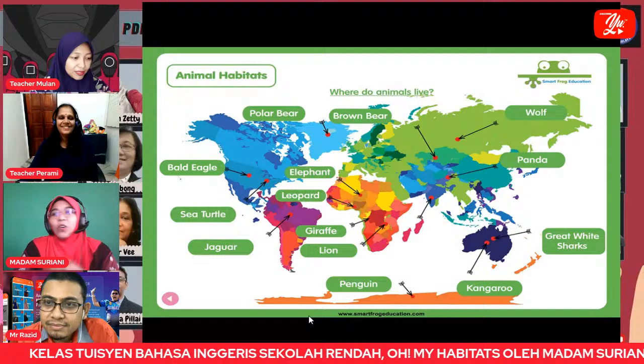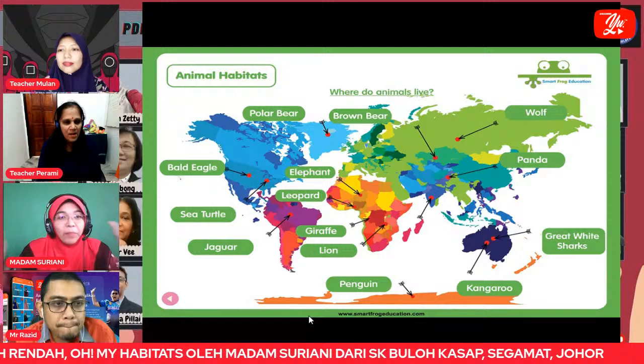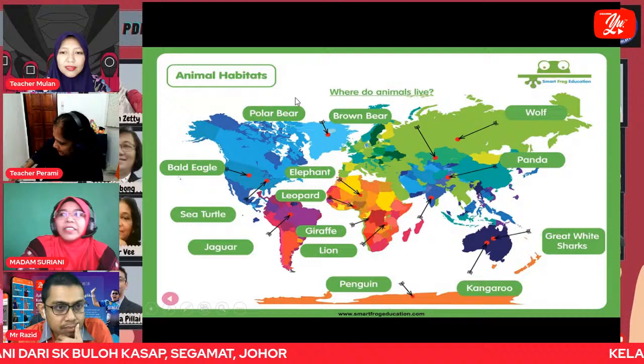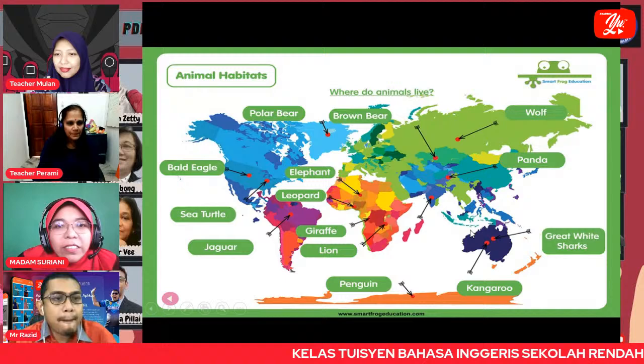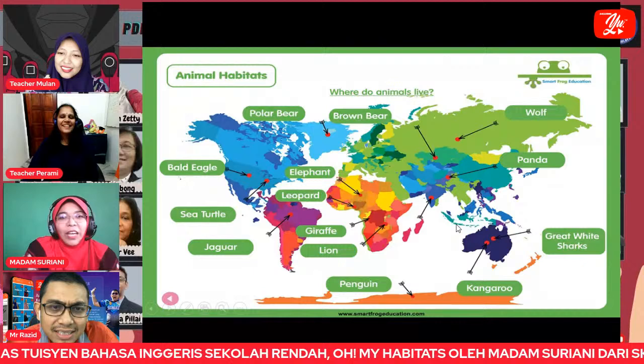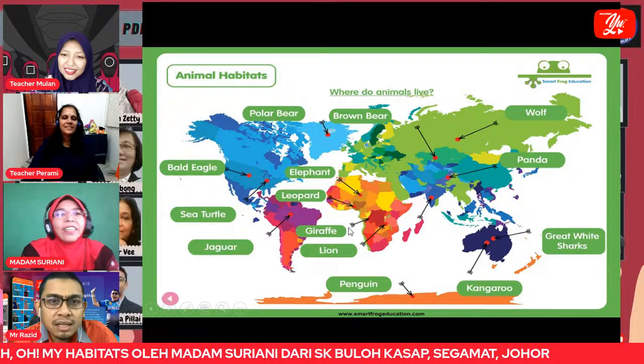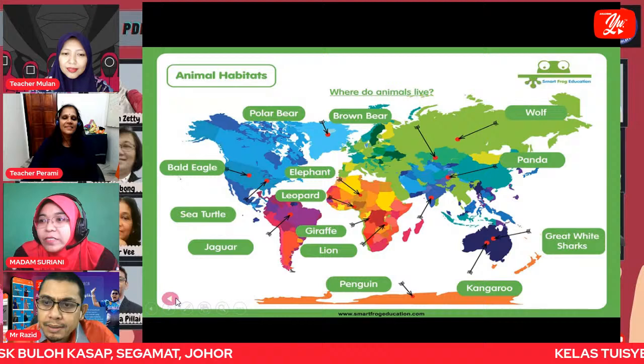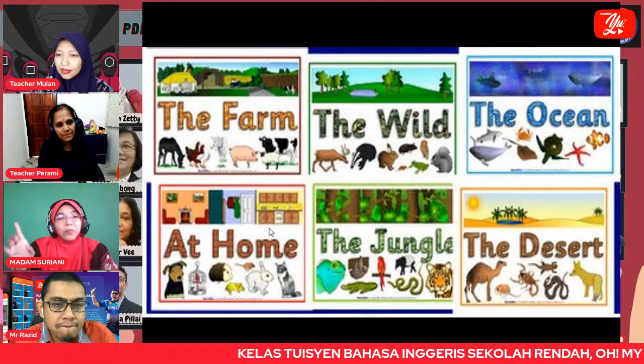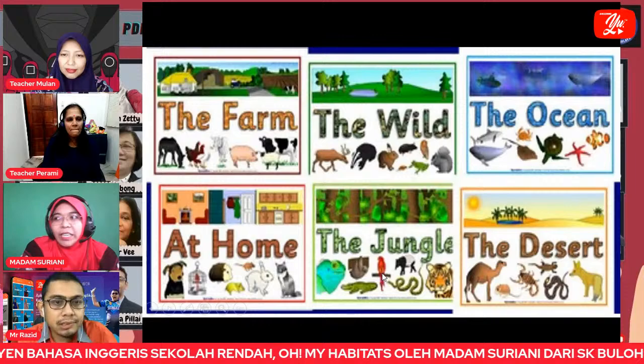We continue with animal habitats around the world. You can see now from the slide. Here polar bear, brown bear. Where is Malaysia? Here, a small country. Tiger, actually we have a Malayan tiger, hippopotamus, but not here. Don't worry, this is for example only. Next, we also have habitats for animals in the farm, in the wild, in the ocean, at home, in the jungle, and in the desert.